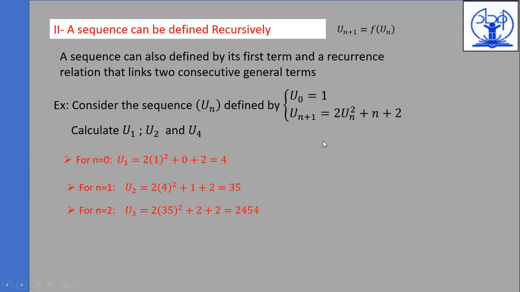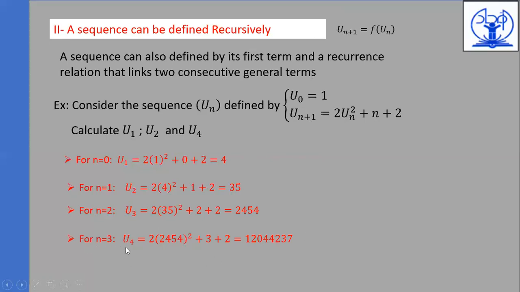By the way, you cannot go directly to u4, because if you replace n by 3, you will get u4 equals 2 u3 squared plus 3 plus 2, but you don't know the value of u3. That's why you need to find u3 first, then you go to the next term, which is u4. So you cannot jump from u2 to u4. This is a big difference between recursive sequences and explicit sequences. In the previous example, we went directly to u10 by replacing n by 10. Here you need to find the previous term to go to the next term.